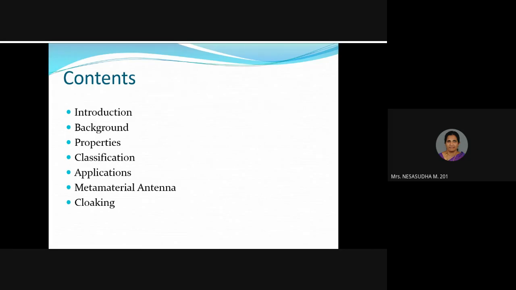When we talk about material, there are different kinds of material, different states. Each material has its own characteristics or properties. When you take one material, this property will not change at any cost. This is the normal phenomenon. Then what do you mean by metamaterial? If one can change the character of a material, that artificially made material is called a metamaterial.